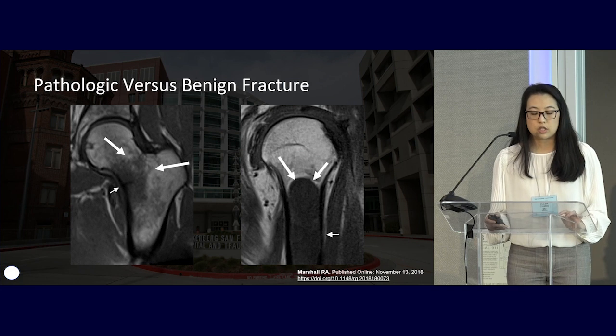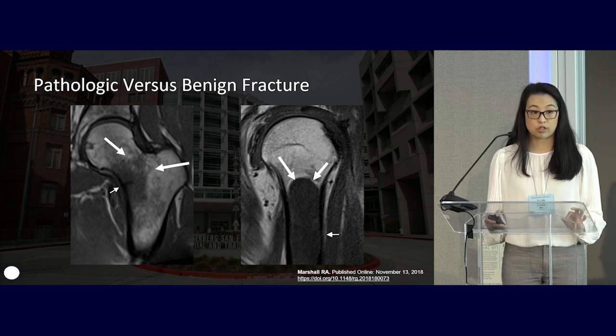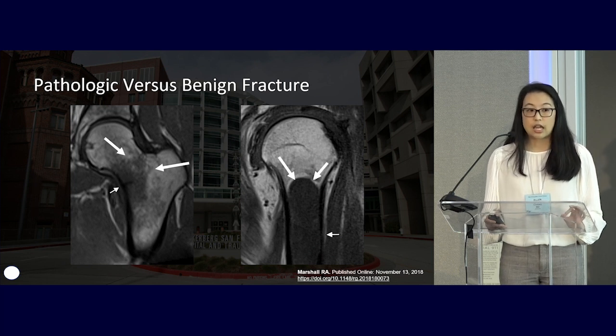So here on the image on the left, you can see a benign stress fracture with a T1 hypointense line at the medial aspect of the femoral neck, consistent with a benign stress fracture. And you have adjacent heterogeneous T1 signal with interspersed areas of marrow fat and with a gradual transition to normal marrow.